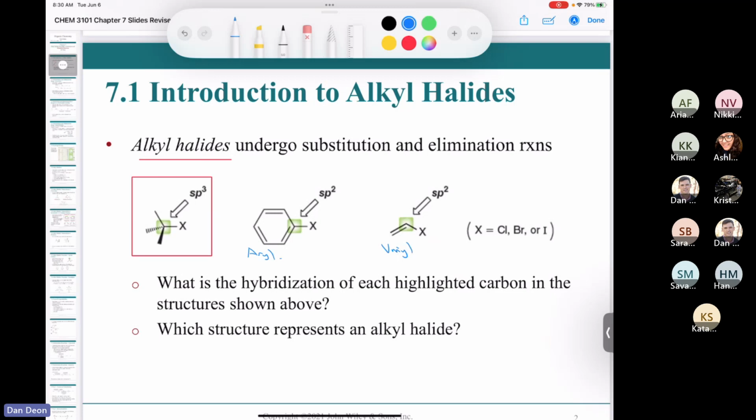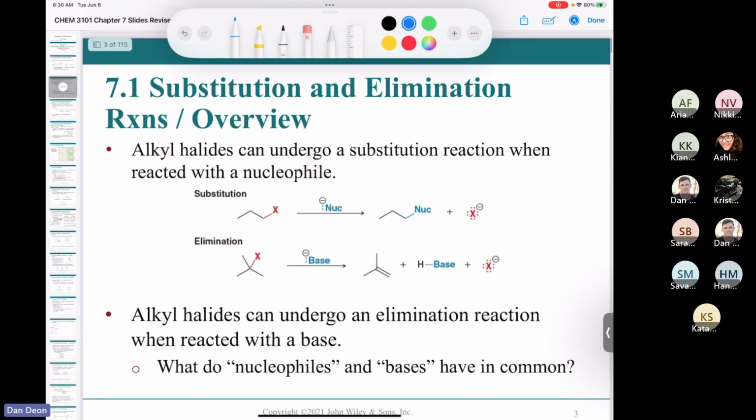When you have the halogen attached to an sp2 hybridized carbon, it doesn't react in the same way as it would if it's attached to an sp3 hybridized carbon. And so again, we're interested in alkyl halides, the one in the red box. The other two, we're not even really going to see those in this chapter. They will not be of interest to us. So let's move on from there.